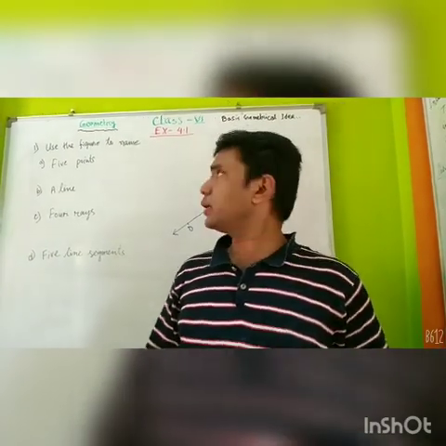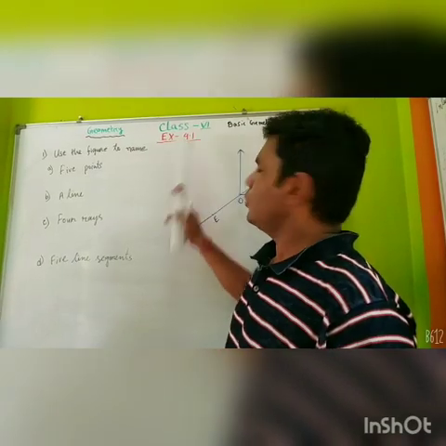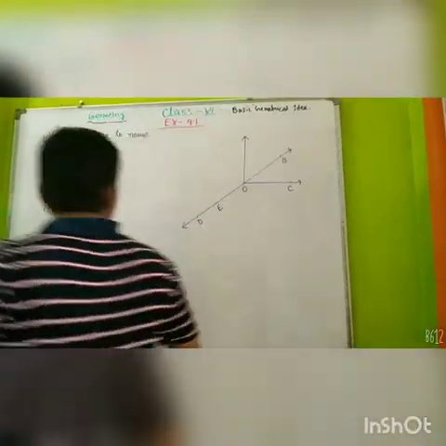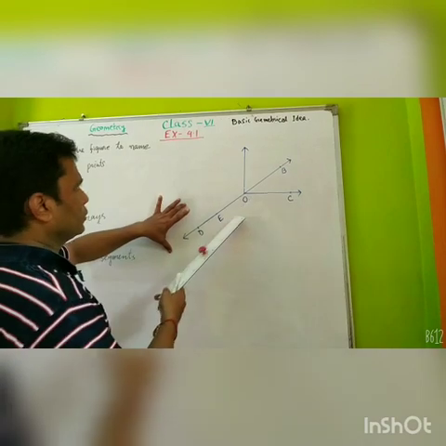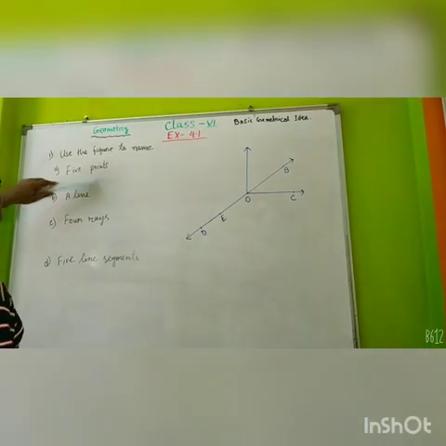Okay, now we are going to start our geometry chapter, that is 4.1. So what is this? This is the figure. Question number 1: use the figure and write the names of 5 points.